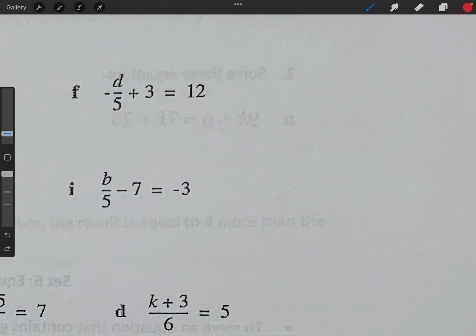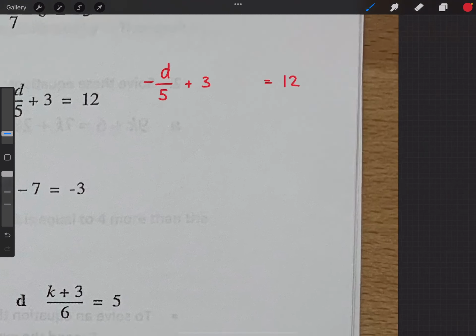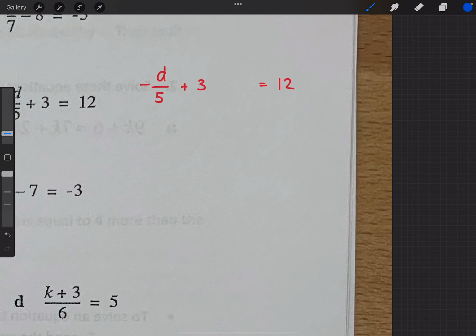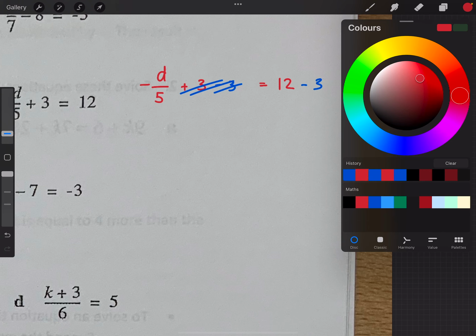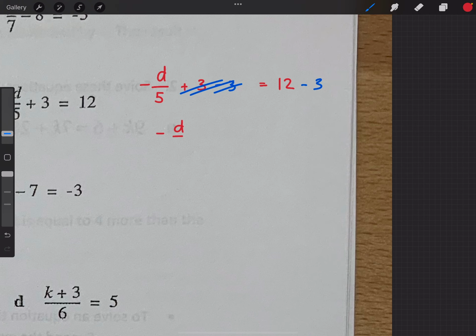Alright, so first, like usual, I'm going to rewrite this. You've got d minus d over 5 plus 3 equals 12. Okay, so what we're going to do is minus 3 from both sides. When you minus 3, plus 3 minus 3 is 0, so that cancels out. And what you're left with is minus d over 5 is equal to 9.